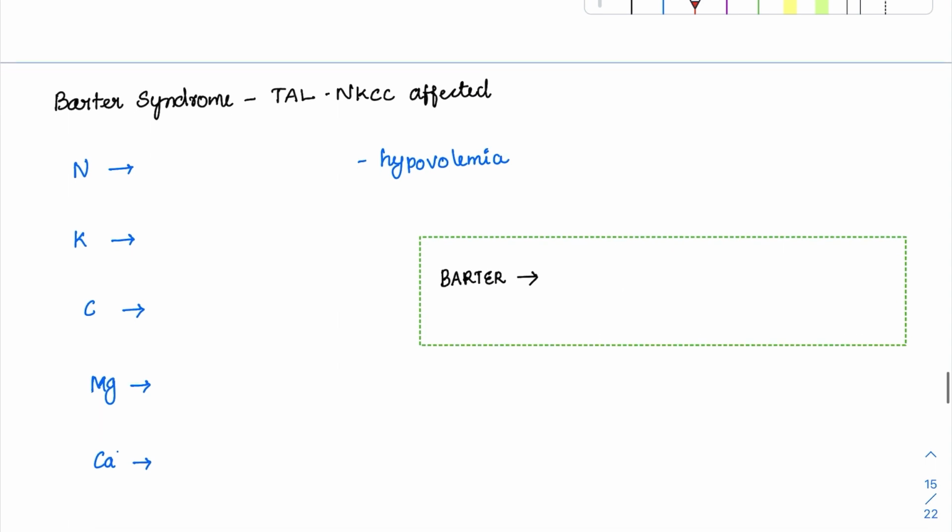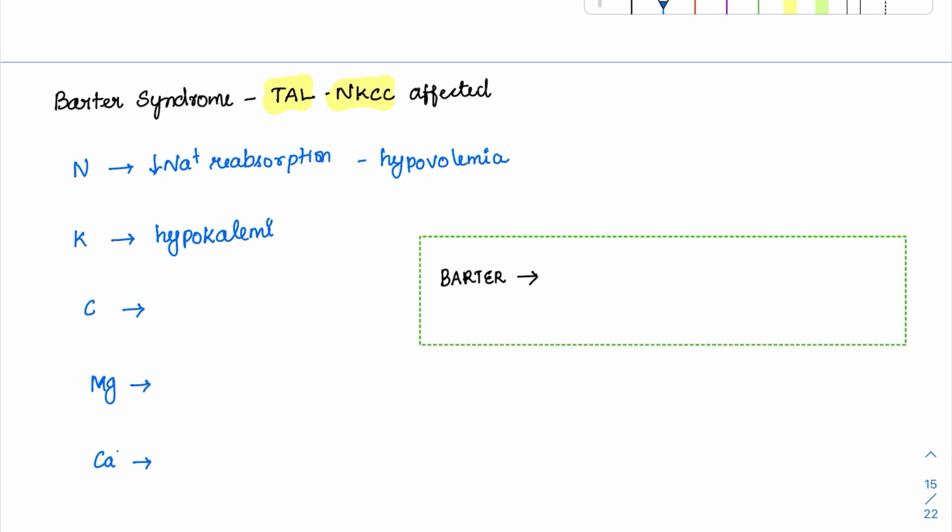I told you Bartter syndrome happens in the thick ascending limb and the affected channel is NKCC. First, N is affected, that is sodium reabsorption. There is a decrease in sodium reabsorption. This is one segment we have to discuss very slowly, so make sure you pay attention to all the details. Then the second, K is for potassium. Here the potassium is decreased, so it is forming hypokalemia.